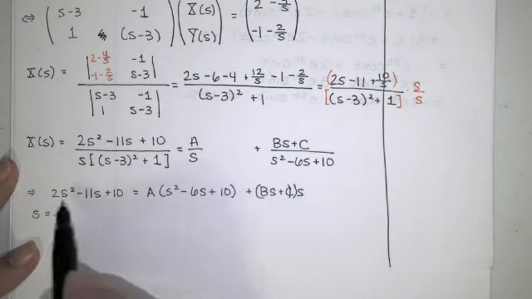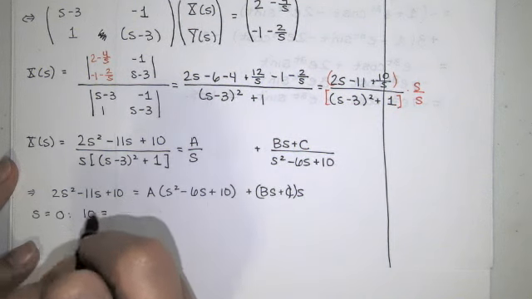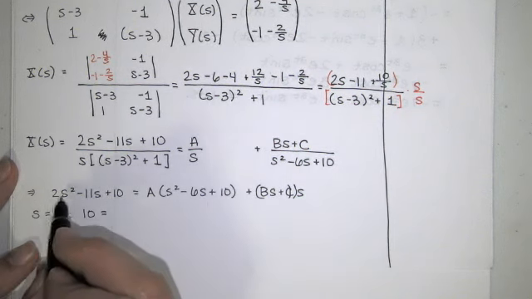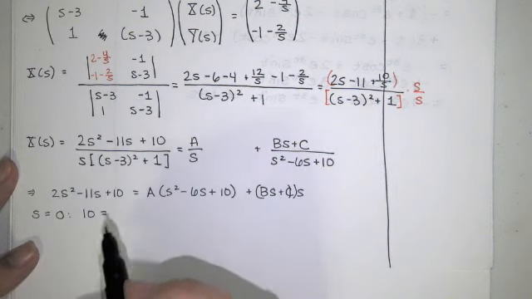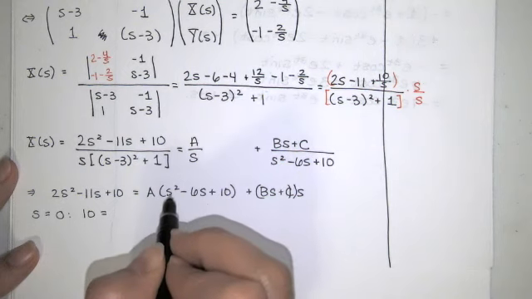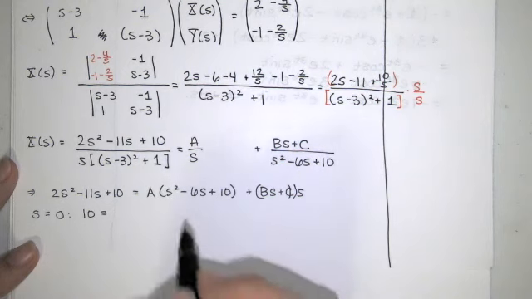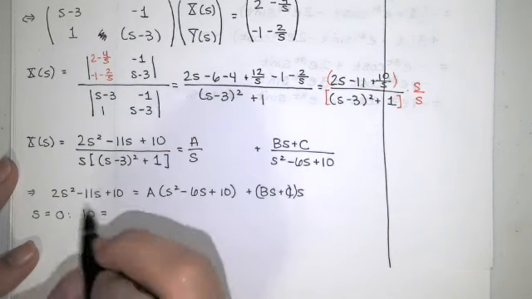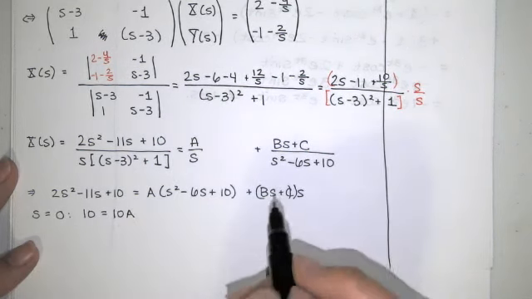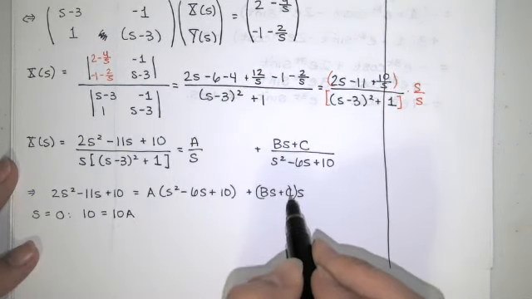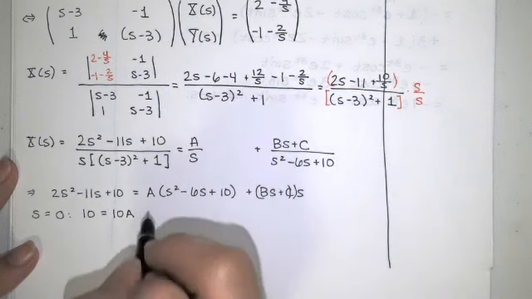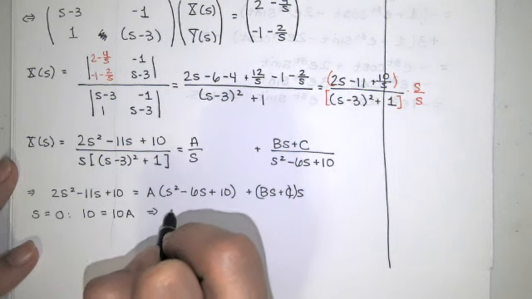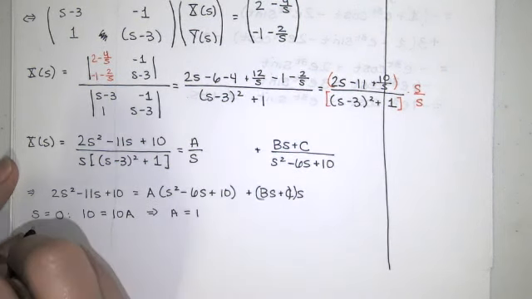If s is equal to 0, we get 10 on the left-hand side. It's 2 times 0 squared minus 11 times 0 plus 10, which is just 10. And then we'll have A times 0 squared minus 6 times 0 plus 10, so it's going to be A times 10 as well. And then we have Bs plus C times s, where s is 0, so that's going to be gone. So we have 10A equals 10, so that means A equals 1.